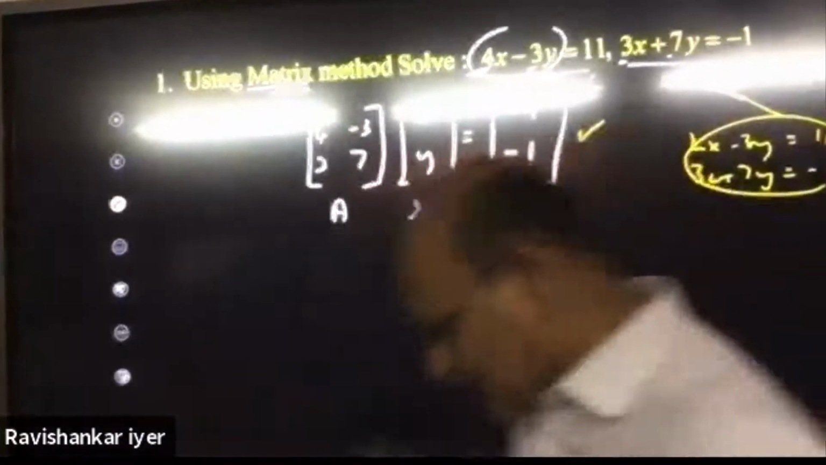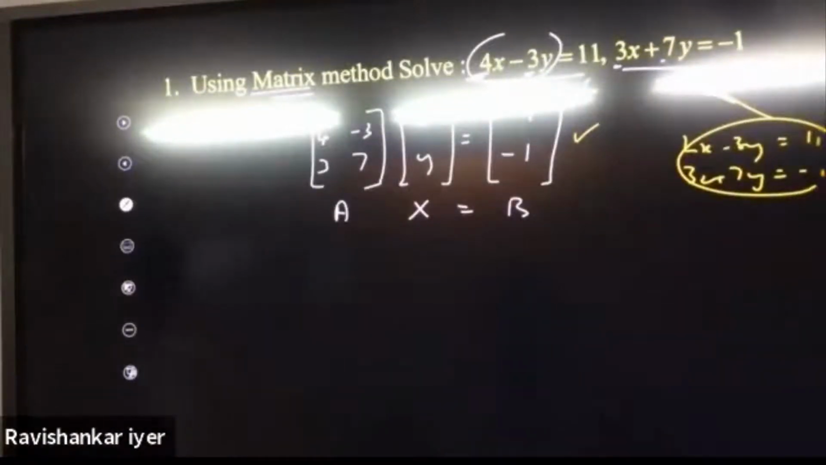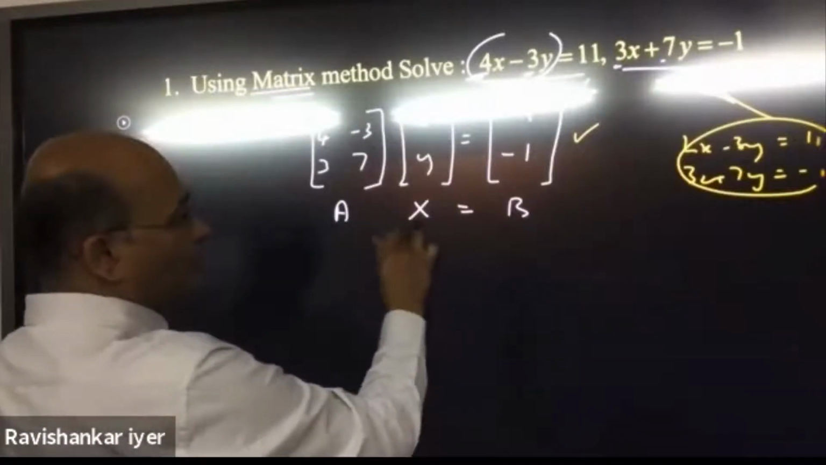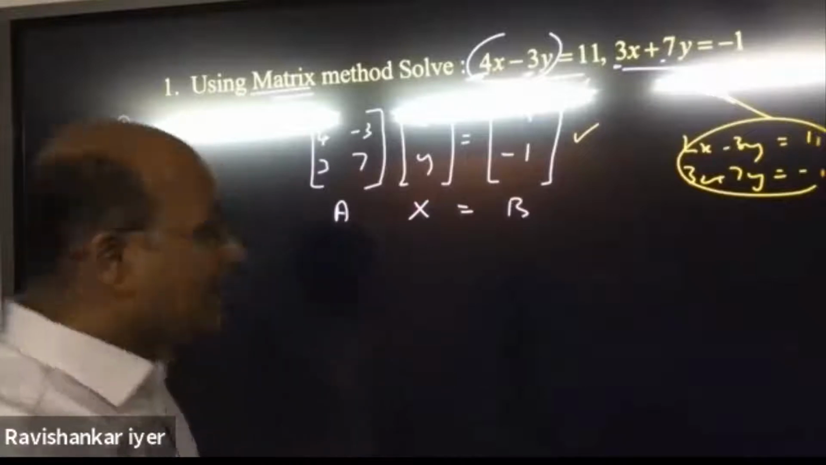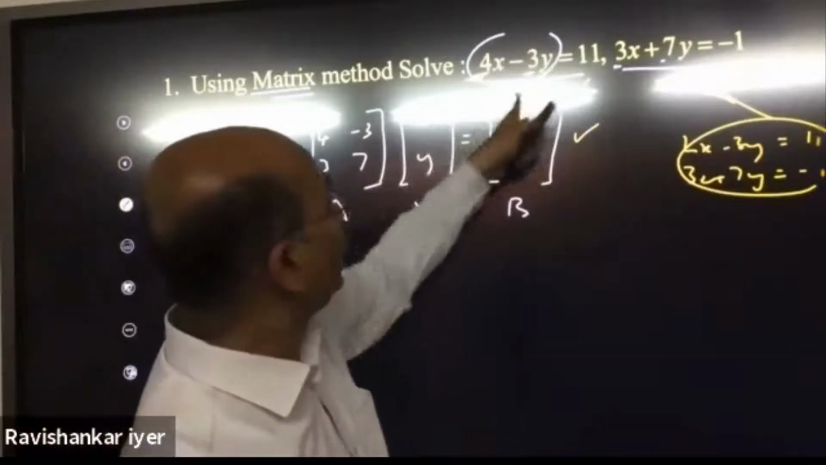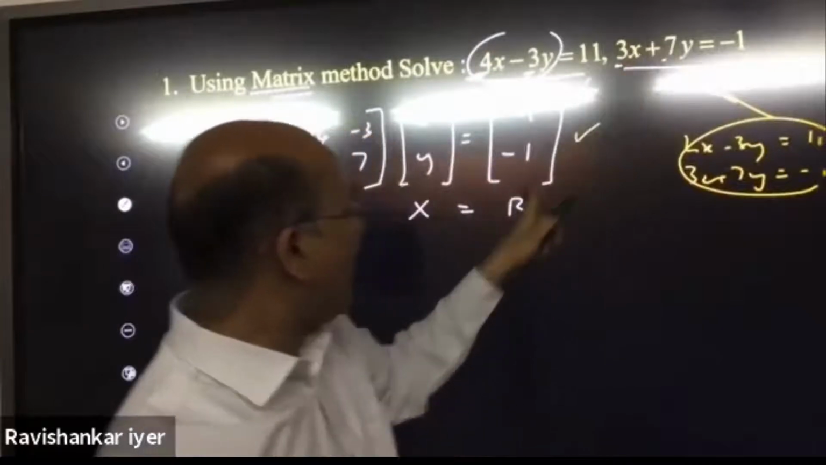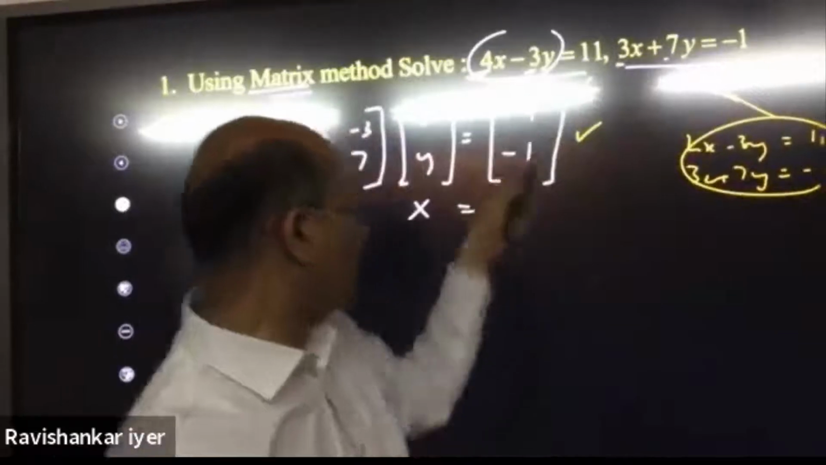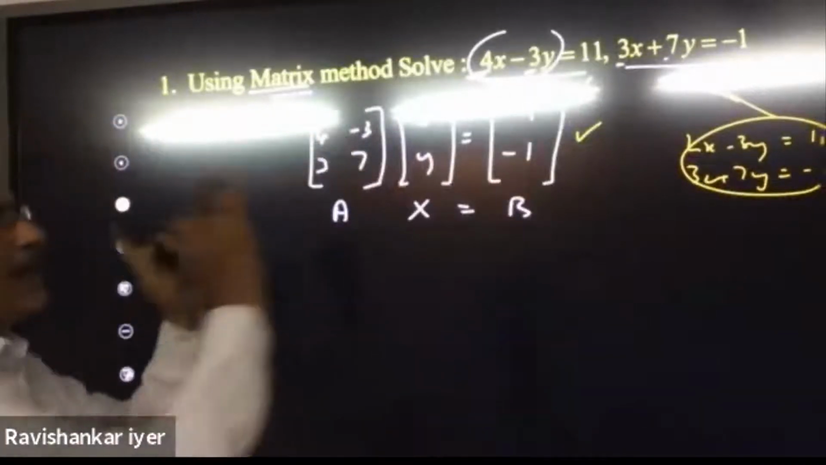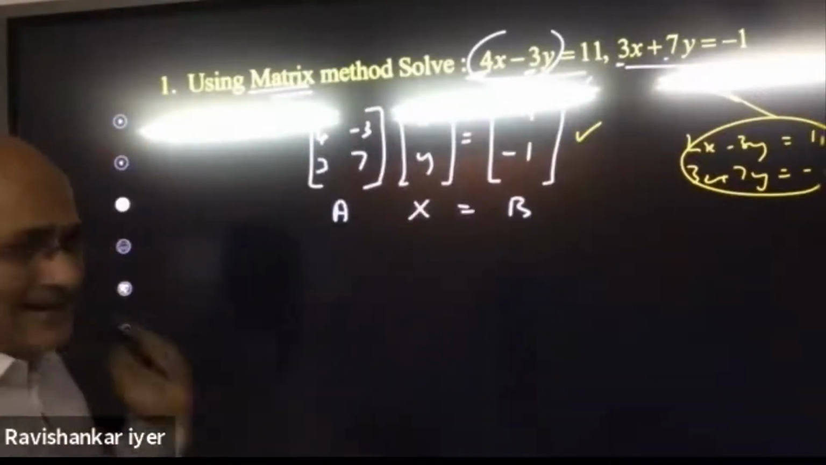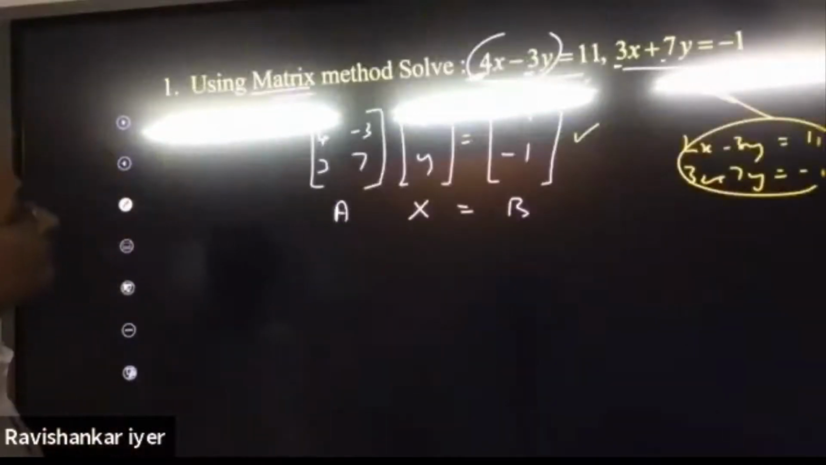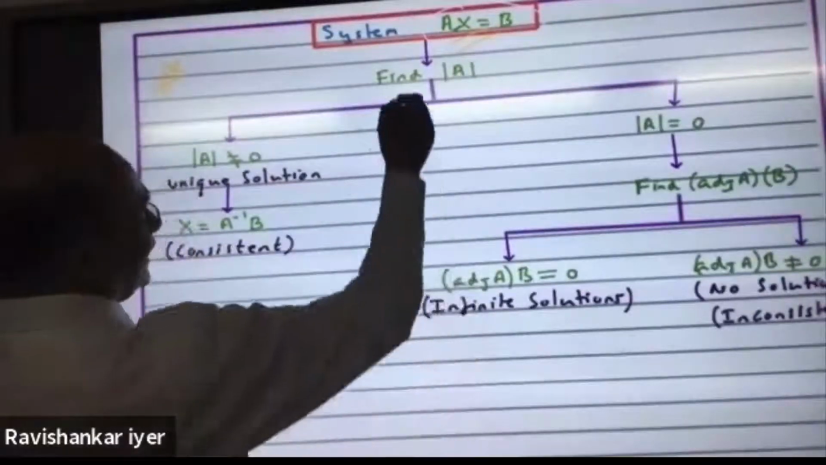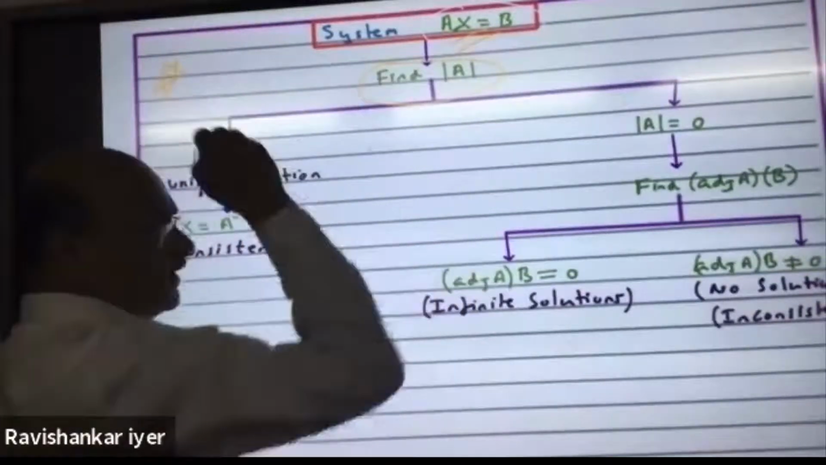Right? Now what happens after I finish writing this part? Now I want to find x and y, that means I want to find the unknown matrix. This A is called the coefficient matrix because it carries the coefficients, and B is called the constant matrix because the constants are put in it. So all the sums have to be written like this. Now what is the next step? Next step is, after writing the system, find determinant A.